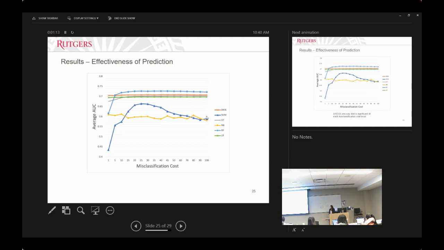Maybe one more thing. Can you just talk a bit about the misclassification cost? Okay, I thought that's a little bit technical, but okay. So the misclassification cost is actually related to the imbalance of your data set.